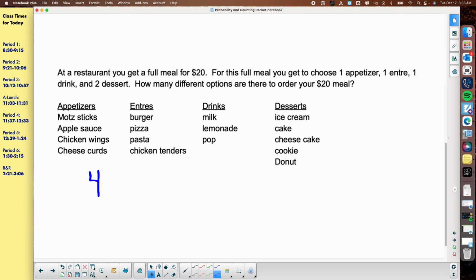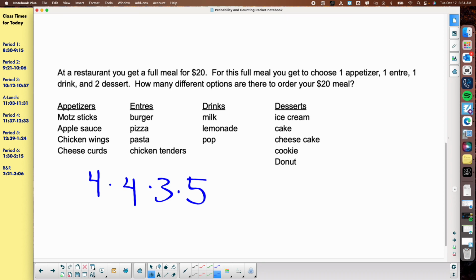Okay, so I order my appetizer first. I've got 4 branches. Each one of the appetizers, I could order how many different entrees? Good. Drinks. 3. Desserts. Now, here's the sticky part. Well, that is a terrible pun. I'm not trying to do that with dessert.